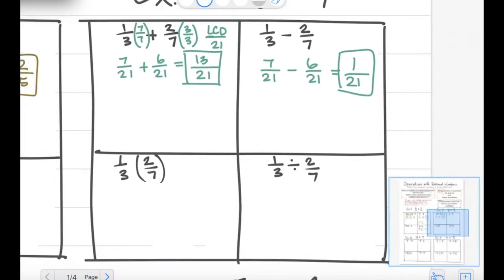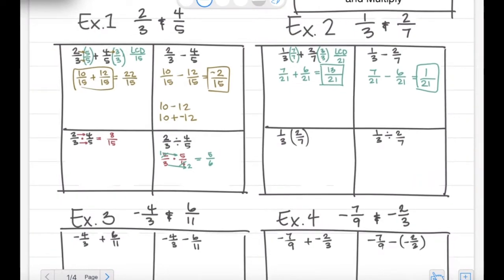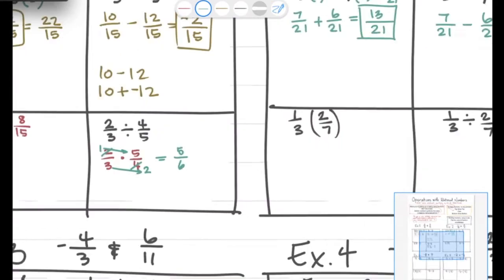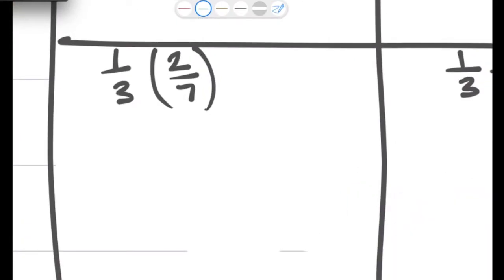So now I wanted to also show you some different ways you're going to see multiplication. Sometimes multiplication is symbolized with the dot, and sometimes you'll see parentheses. So it still means multiplication. So here, when we multiply fractions, no big problem, top times top. So 1 times 2 is 2, over bottom times bottom. 3 times 7 is 21.